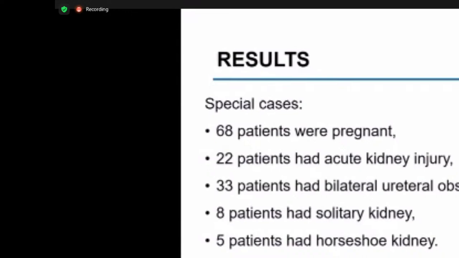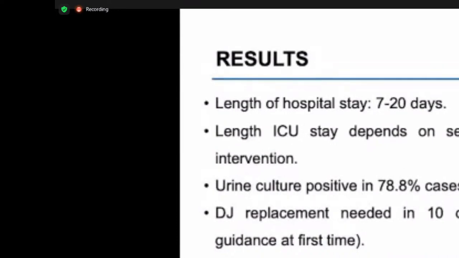There were some special circumstances that we need to reveal. 68 patients were pregnant. 22 of them had acute kidney injury, 33 had bilateral ureteral obstruction, 8 patients had only one kidney, and 5 patients had horseshoe kidney. The length of hospital stay, including ICU stay, ranged from 7 to 20 days. ICU admission and length of stay depended on severity of infection at intervention.